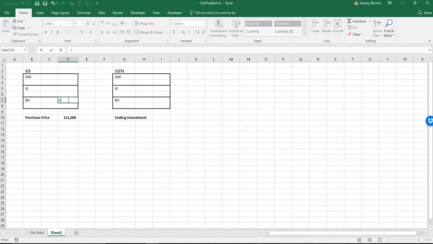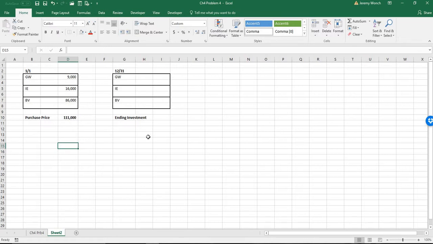So let's go ahead and add that up. So we have 86,000 of book value. It told us that our excess of identifiable assets was 16,000. And then to figure out goodwill, we just take our purchase price and subtract out what we've identified. So that's going to give us a goodwill of $9,000.